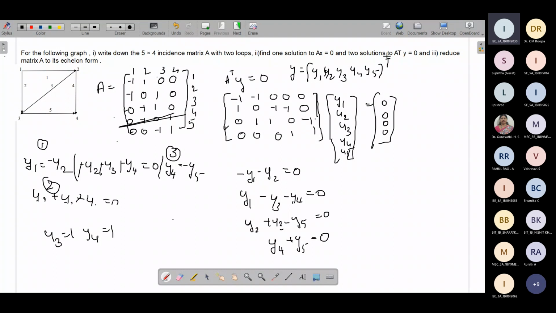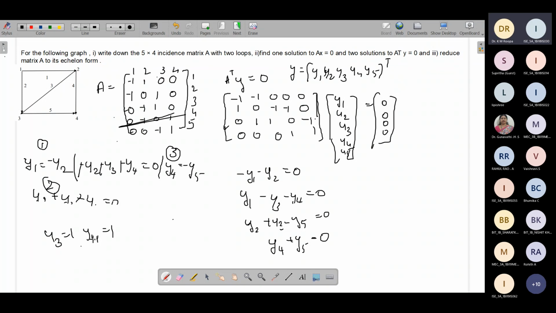It's not necessary to take y2, y3; if you want to take y2, y4 also, and then y3, y5 also, right? Yes, ma'am. They have to take any 2 combinations. There are plenty of solutions, but I have to find 2 solutions. That's why I'm choosing this way. Different people may get different sets of 2 solutions, right? Yes, ma'am. The solutions may not be unique here. Please note that point. The solution is not unique.